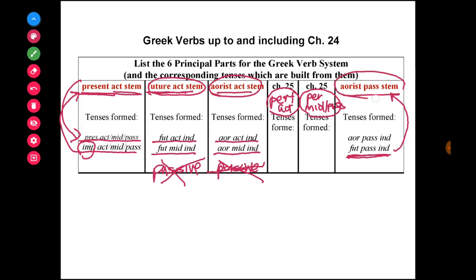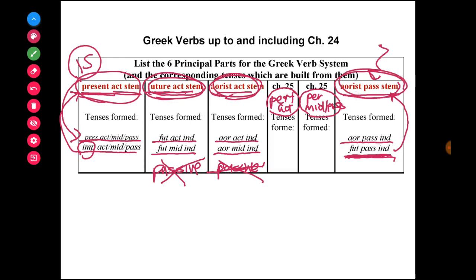And the aorist passive stem, which is its own unique form, and we just learned this, is the basis for all the forms for the aorist passive indicative and the future passive indicative. And so knowing the first person singular forms for the present active, future active, and aorist passive is important because these are the building blocks from which all the other tenses are made.